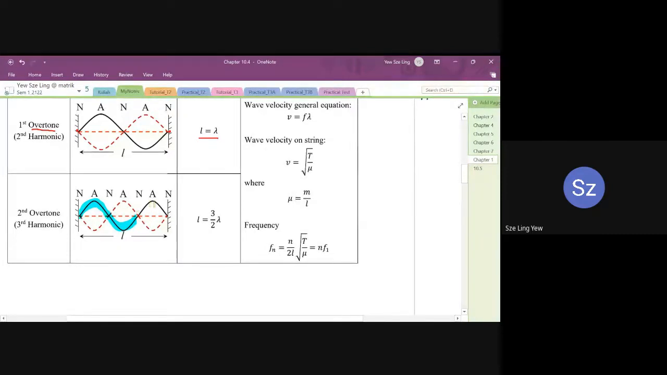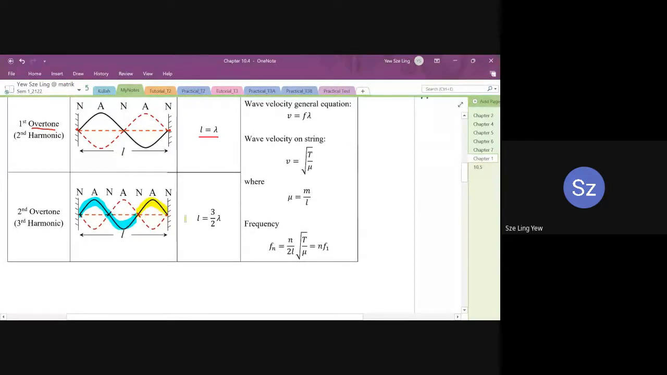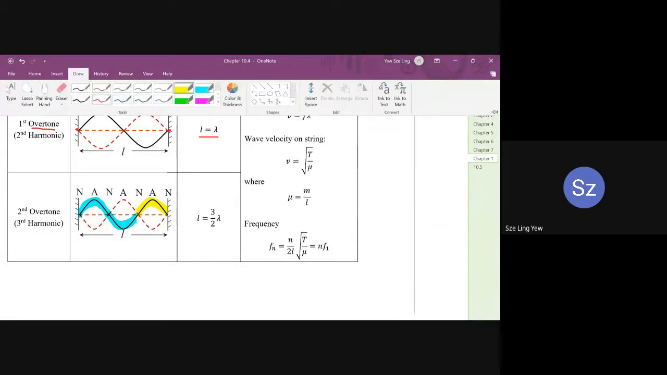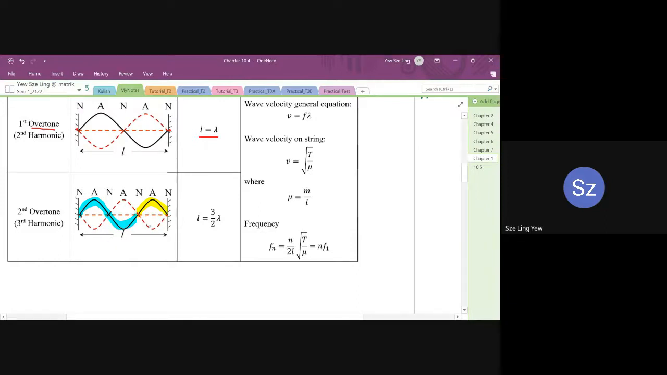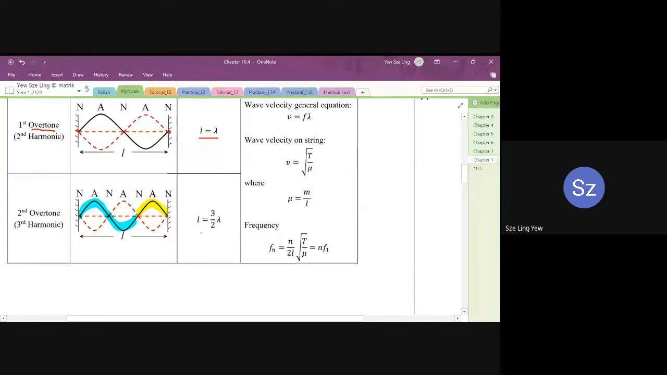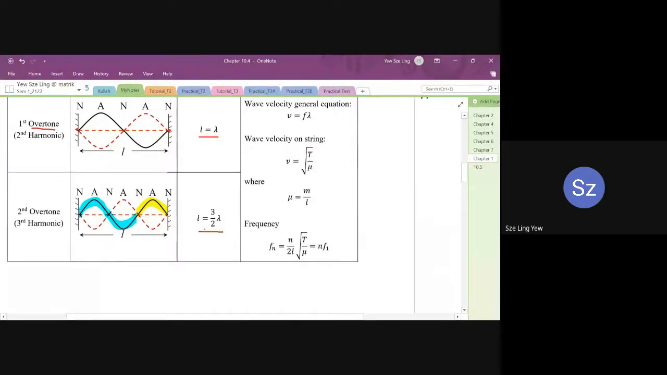Which means what happened right now, still in between the same fixed ends. You are still plucking the string on the same guitar, but because of the position that you're plucking, now you have 1.5 wavelengths in between two fixed ends. So this is our second overtone or third harmonic. The relationship now is L equals 3/2 wavelength.